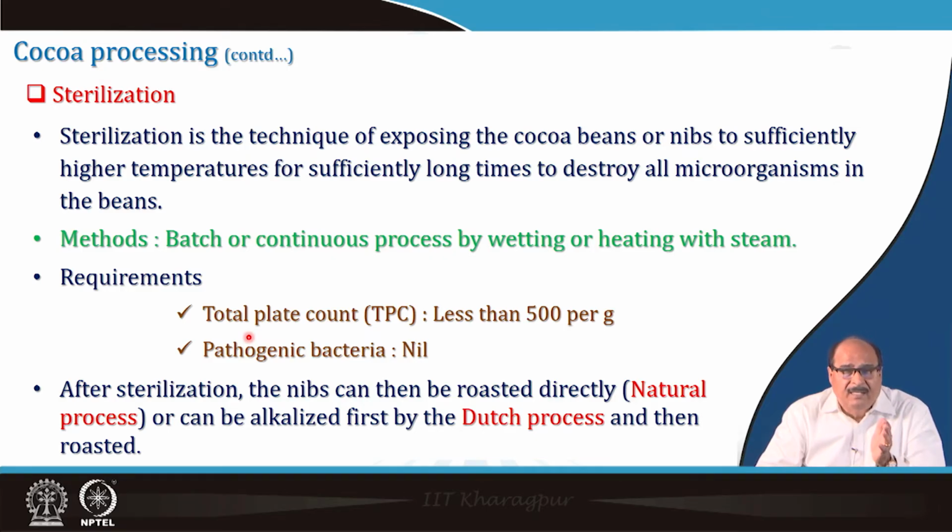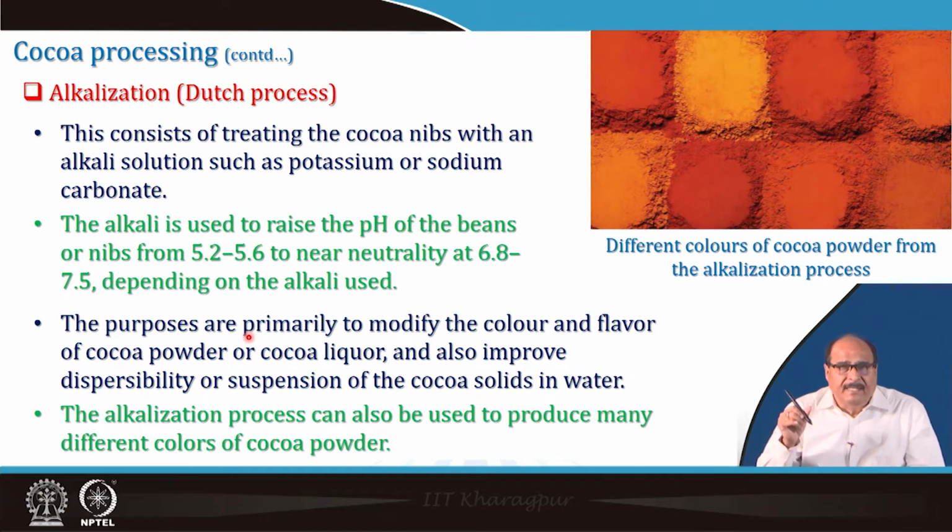After sterilization, the nibs can be roasted directly using the natural process, or they can be alkalized first by the Dutch process and then roasted. Alkalization is called the Dutch process because it was developed in Holland. This consists of treating the cocoa nibs with an alkali solution such as potassium or sodium carbonate. The alkali is used to raise the pH of the nibs from about 5.2 to 5.6 to near neutrality, that is 6.8 to 7.5, depending upon the nature of the alkali used.